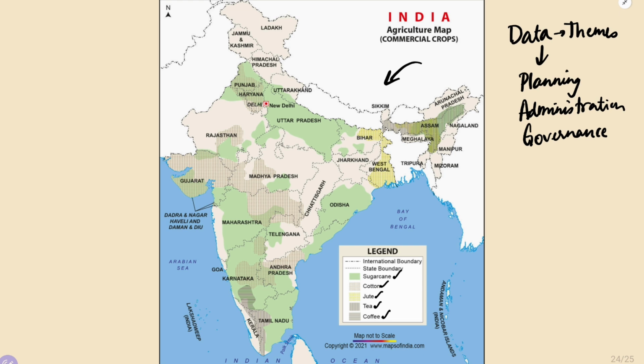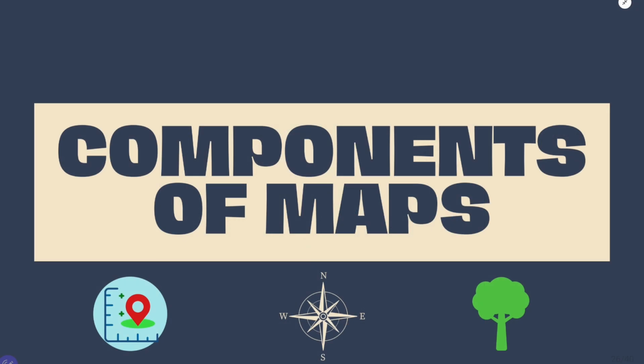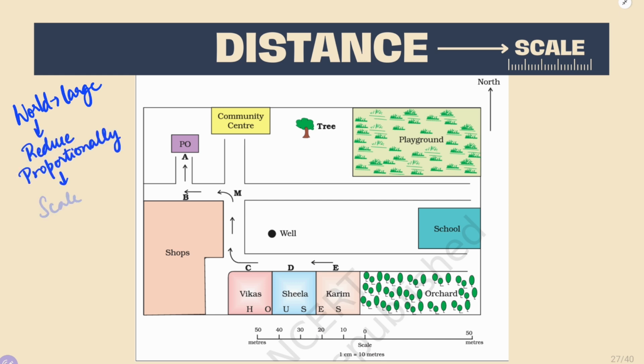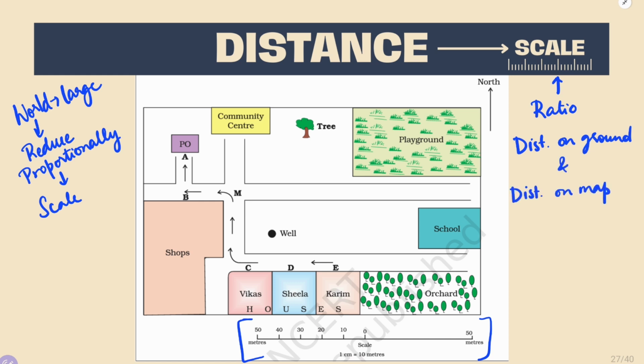Now that we've seen the examples of a few maps, let's talk about components within these maps. There are three components of maps: distance, direction, and symbols. Let's go through each of them, starting with distance. Since the real world is too large to represent on a map, we reduce it proportionally using a scale. You can see the scale here at the bottom of the map. Scale is the ratio between the actual distance on the ground and the distance shown on the map.